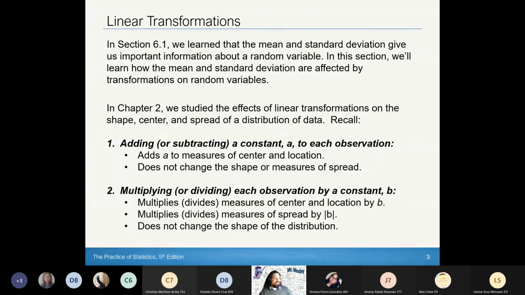Multiplying or dividing each observation by a constant b multiplies or divides measures of center and location by b. It will also multiply or divide measures of spread by the absolute value of b. Measures of spread are essentially measures of distance. Distance isn't negative. You can't go back in time kind of thing. So we use the absolute value of b to measure how far away we are from certain things, or what the distance or spread is. We use absolute value. And again, the shape will not change.